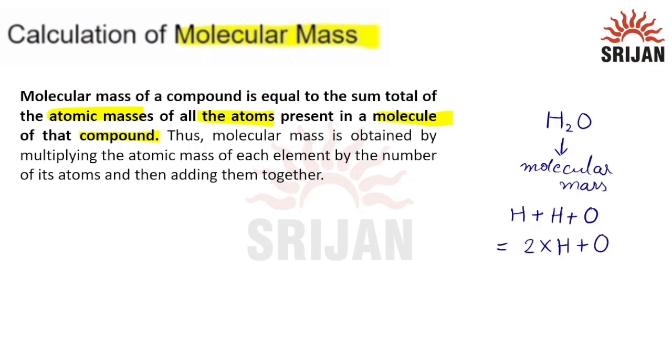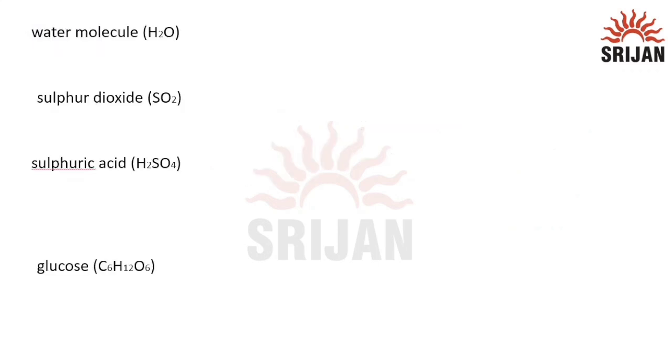Therefore, it is written here that molecular mass is obtained by multiplying the atomic mass of each element by the number of its atoms and then adding them together. I have multiplied hydrogen by 2 because there were 2 hydrogen atoms here, and there was only one oxygen, therefore I added oxygen as it is. Let us discuss some more examples.